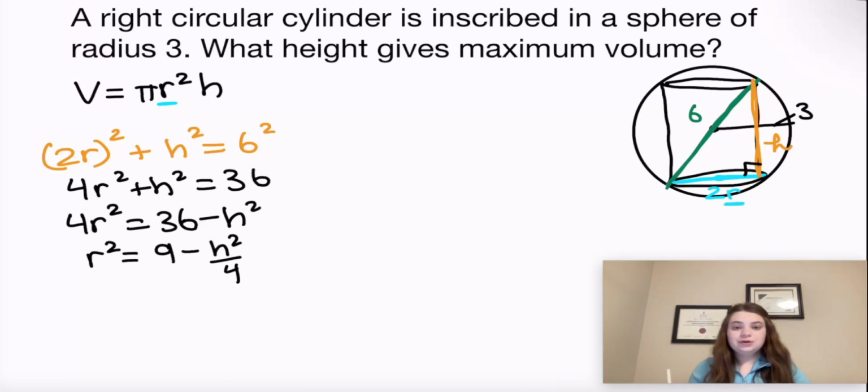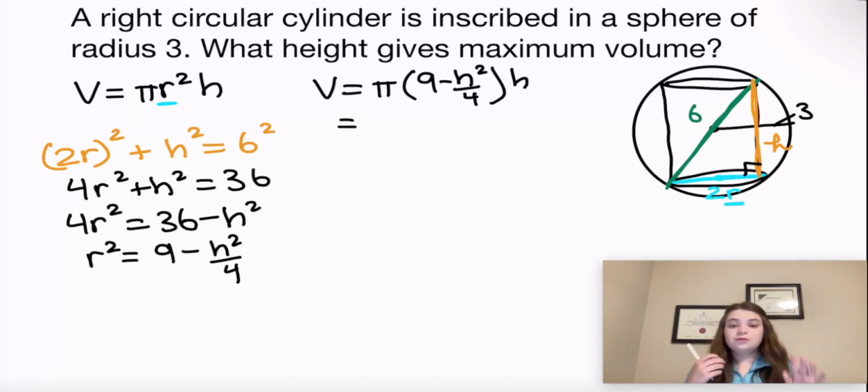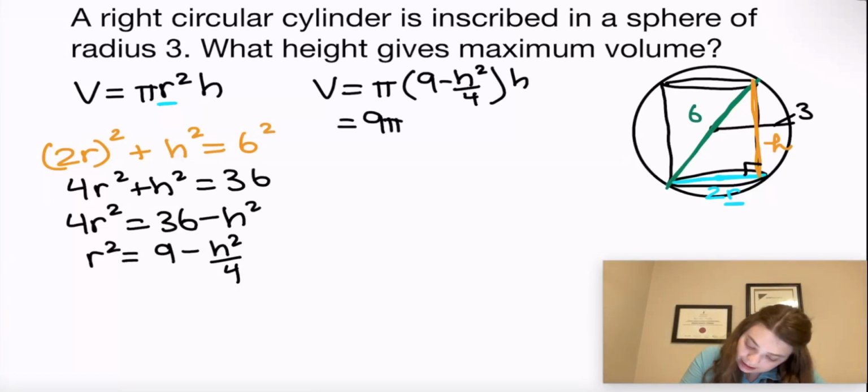And now I'm going to sub r squared back into my volume equation. So volume is equal to pi times (9 minus h squared over 4) times h. Next, I'm going to use the distributive property to distribute the pi and the h into here. So we're going to end up with 9 pi h minus h cubed divided by 4 times pi.